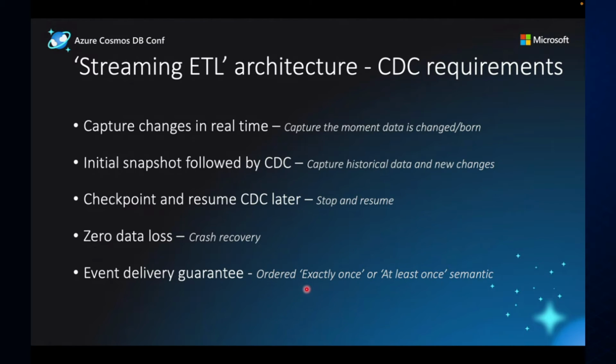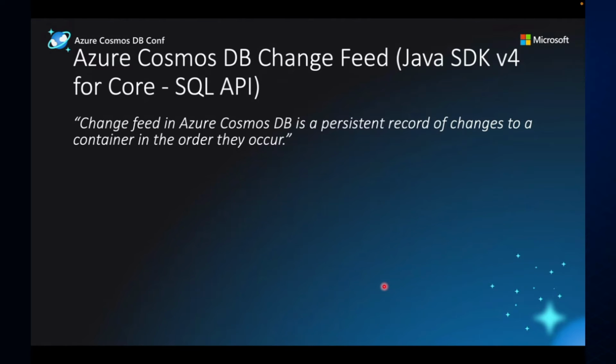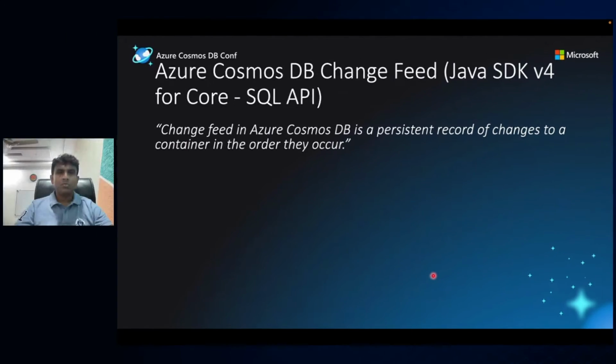And we should try to achieve exactly-once semantics. If that is not possible, we should be able to implement at-least-once semantics. Basically, exactly-once semantics means delivering the event to the target exactly once. And for at-least-once, as the name suggests, each event would be delivered at least once to the target, which means the target can expect duplicates for several events. So with these requirements, we'll see how Cosmos change feed helps in achieving them.